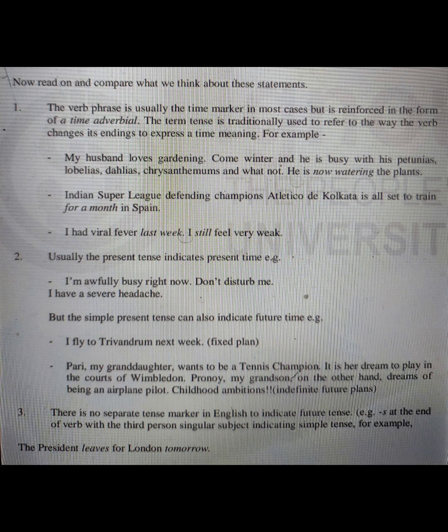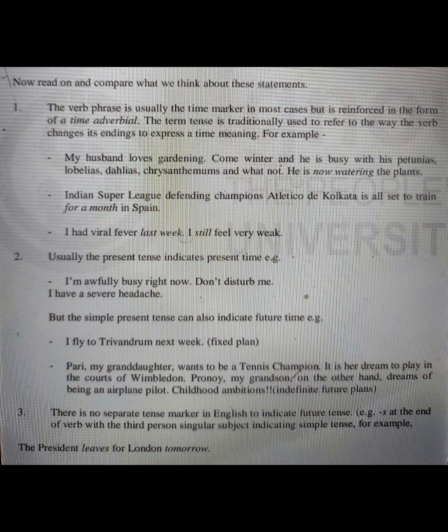The verb phrase is usually the time marker in most cases but is reinforced in the form of a time adverbial. The term tense is traditionally used to refer to the way the verb changes its endings to express a time meaning. For example, my husband loves gardening. Come winter and he is busy with his petunias, lobelias, dahlias, chrysanthemums and whatnot. He is now watering the plants. Indian Super League defending champions Atletico de Kolkata is all set to train for a month in Spain. I had viral fever last week. I still feel very weak.